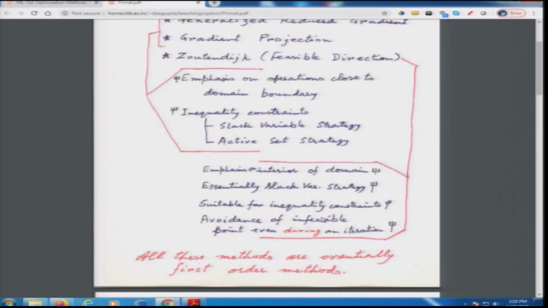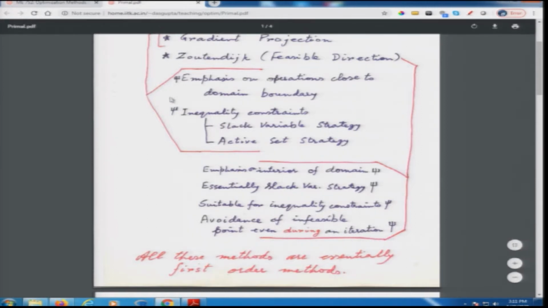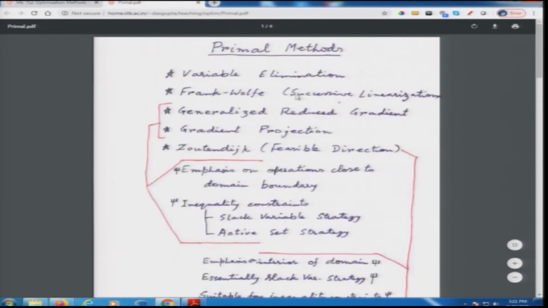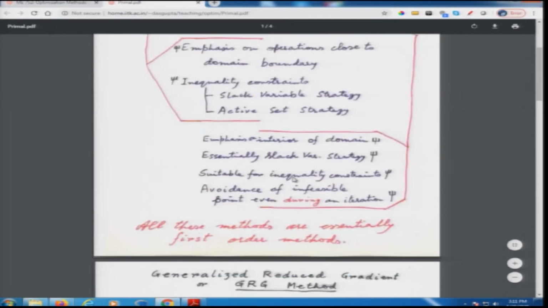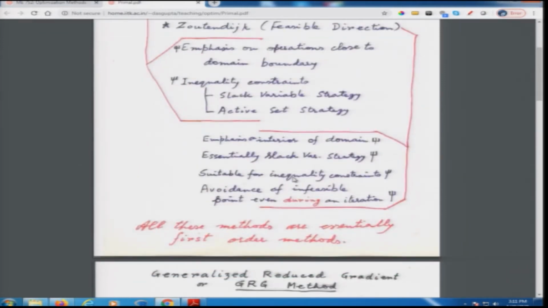So, it avoids the infeasible points even during an iteration, and keep in mind all these three methods that I am going to discuss, as well as these Frank-Wolfe method, all of them are essentially first order methods. Okay. So, I mean till now whatever primal methods I have come across, all of them are first order methods only, second order methods are not there, and that is one reason why primal methods are actually a little poorer in efficiency compared to other families of methods that we will discuss later.